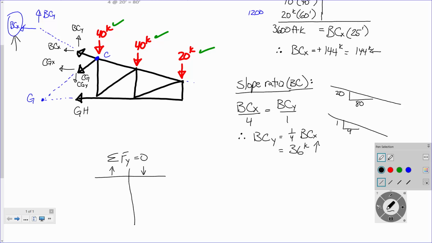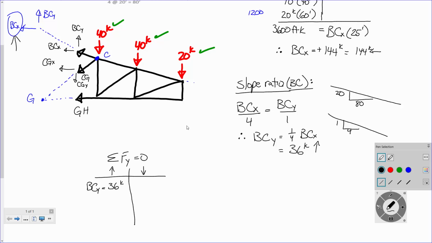And I start going off of my diagram and I just start filling it in. So let's see. Let's just start tackling this one by one. Okay, BCY. BCY is going up, right? And it's still going up because my answer came out positive. So I'm going to put BCY equals 36 kips, and I put that in the up column.